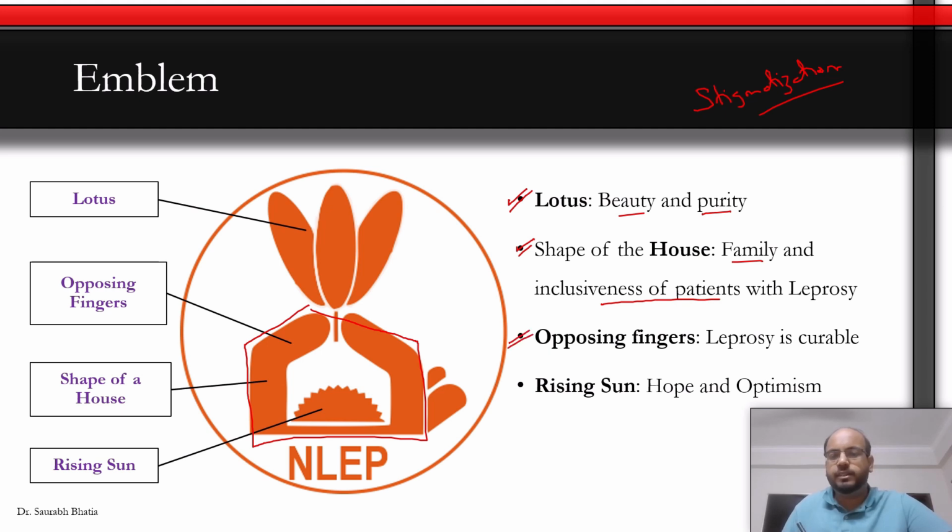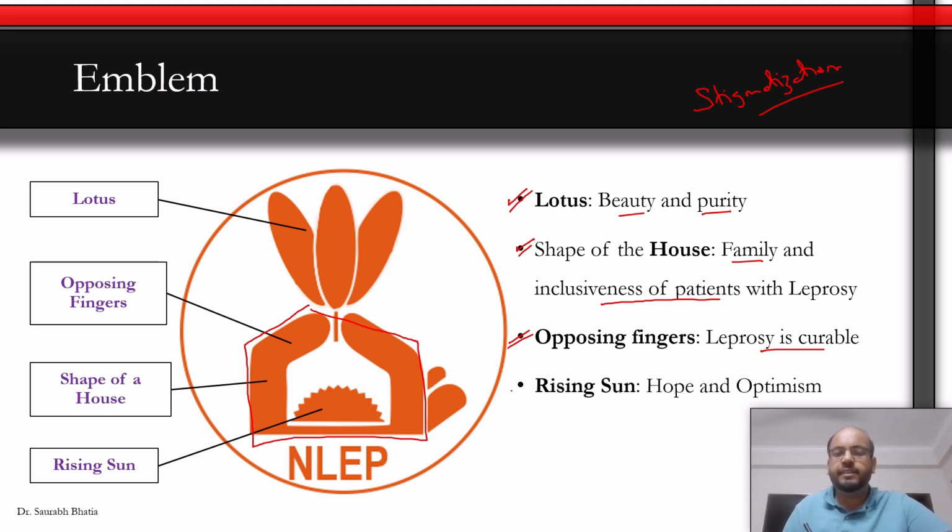Then you have opposing fingers, which shows that leprosy is curable. How? We know that in leprosy, you have muscle wasting in severe grade 2 deformities. You have muscle wasting, and even if you have some kind of neuronal problems, you cannot oppose the fingers. In fact, this is one of the tests, isn't it? We have the Froment's grasping test, and we look for the muscle strength while examining a patient of Hansen's disease. If the action of opposing the fingers is regained, it symbolizes that leprosy is curable. The action that was lost in the disease is now attained back.